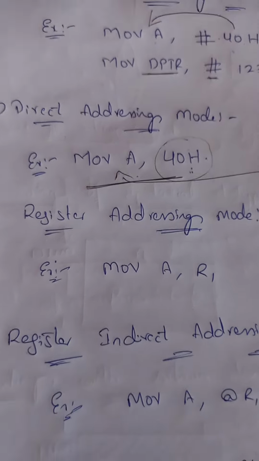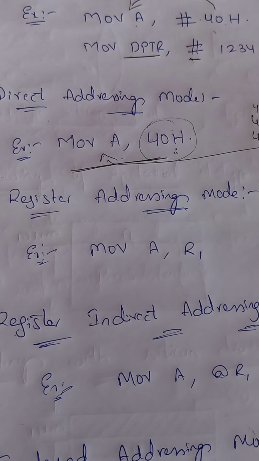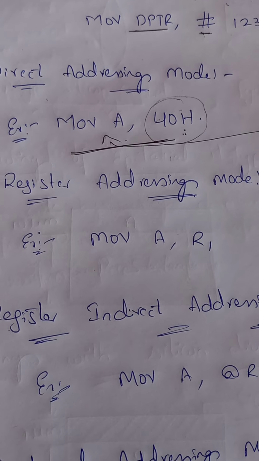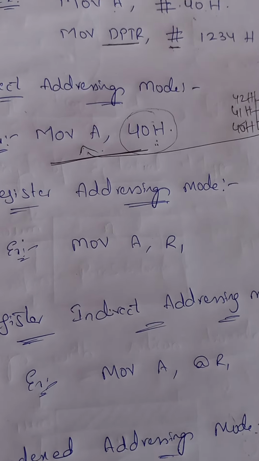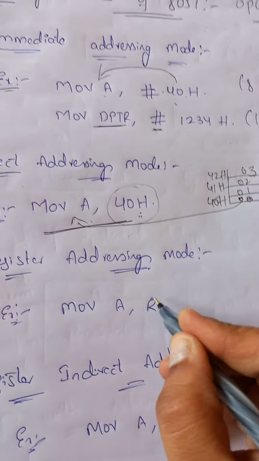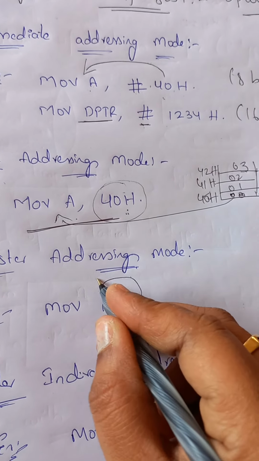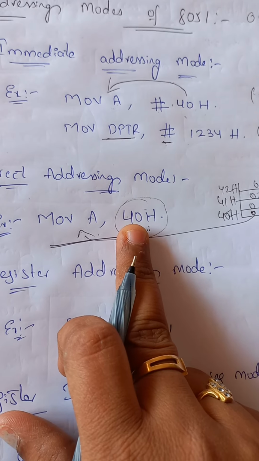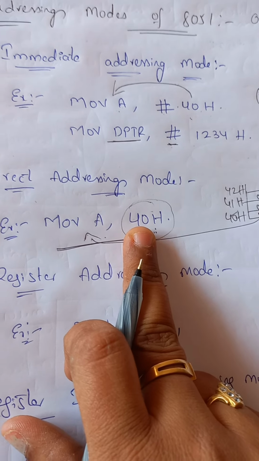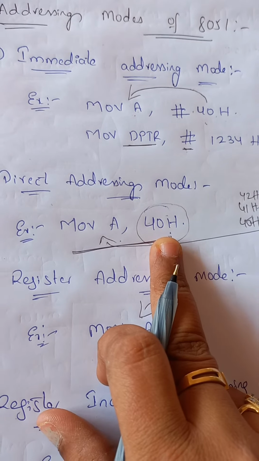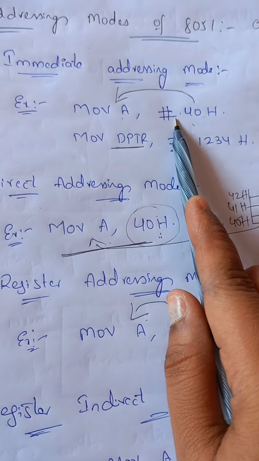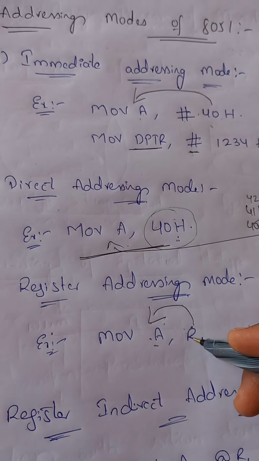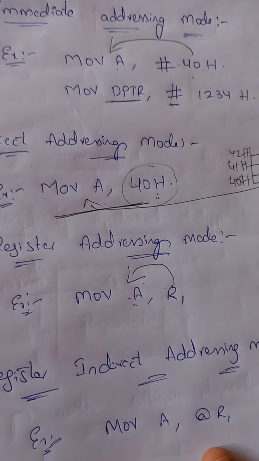Next, the register addressing mode. Here we are specifying register to register. Whatever value is in the R1 register will be moved into the A register. Here we are going to transfer data between the registers, whereas in the other case we specify a memory location or address.